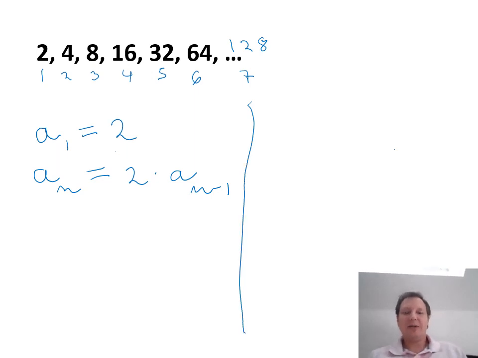Now let's think about the closed form. If you look at the sequence, clearly there's some kind of power of 2 happening here. At index 1 we have 2, that's 2 to the power of 1. At index 2 we have 4, 2 to the power of 2. At index 3 we have 8, 2 to the power of 3. So the closed form is a_n is equal to 2 to the power of n. This sequence was a little bit easier than the previous one, I would say.